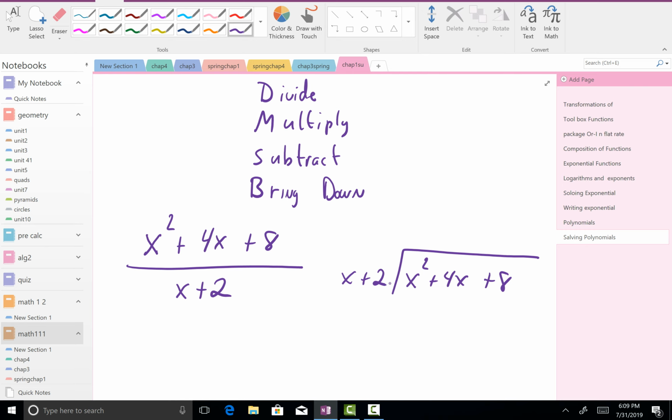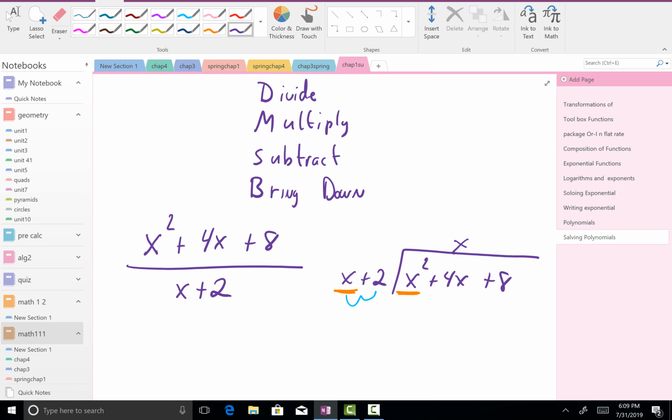So, here we go. What we want to do is ask ourselves, this x squared divided by that x. Okay, so then what would we multiply that x by to give us an x squared? What would we multiply x by to get an x squared? X. Notice that there are two terms here, 1, 2. So that means we're going to put that x right there. Okay? That's where that x is going to go. So that's the D part. So we did the division.